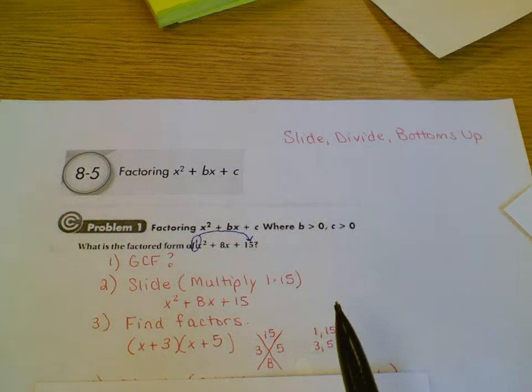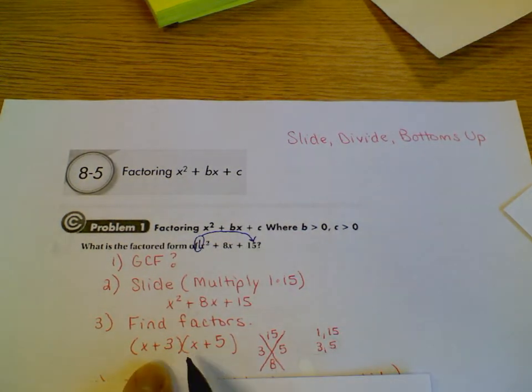Okay, now is where you're going to fill those in. Remember how I told you that you always have two sets of parentheses and you will always have x's in the front. Since I have positive 3, I put plus 3. Since I have positive 5, I put plus 5. You have just factored that polynomial.